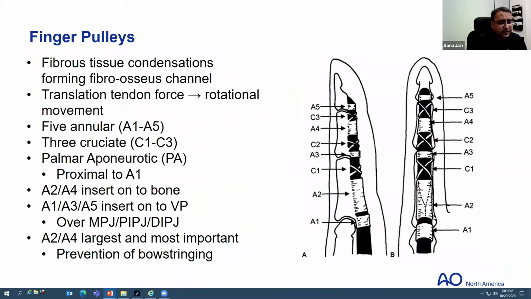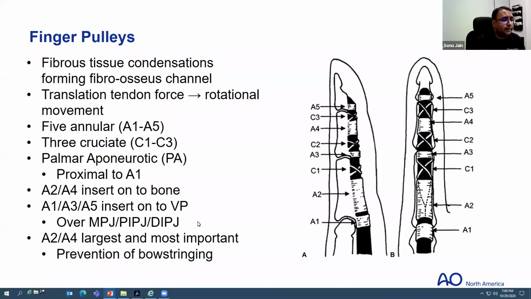So to really understand flexor tendons, you really have to understand the pulley system. And so the pulleys are these fibrous tissue condensations that form these fibro-osseous channels. And what they do is allow your tendons to translate force into rotational movement. And so you have these 5 annular pulleys and 3 cruciate pulleys. And proximal to your A1 pulley, and you'll see this when you do trigger finger releases, you have this palmar aponeurotic pulley, which is proximal to A1.